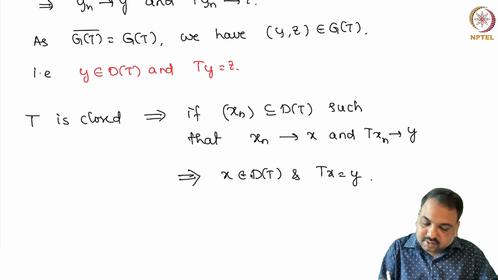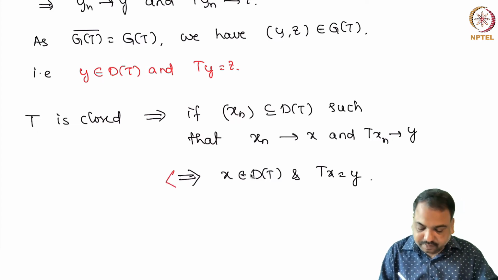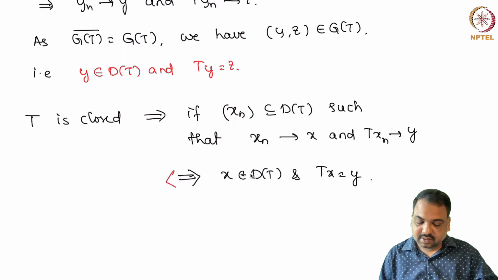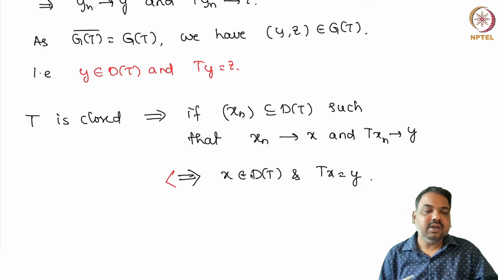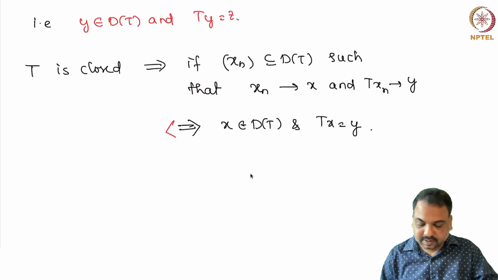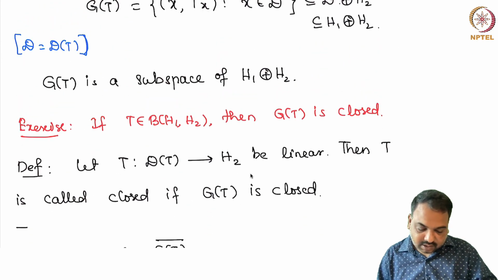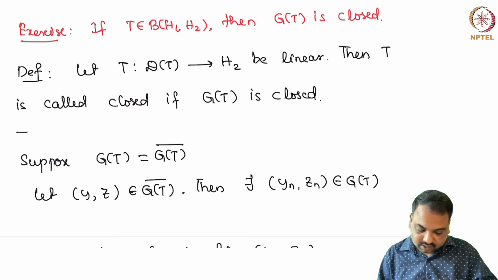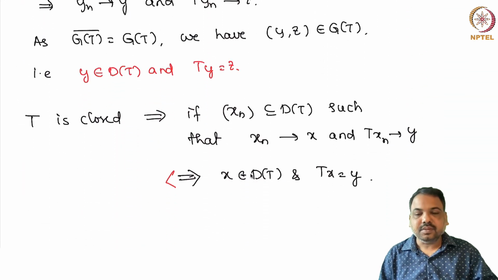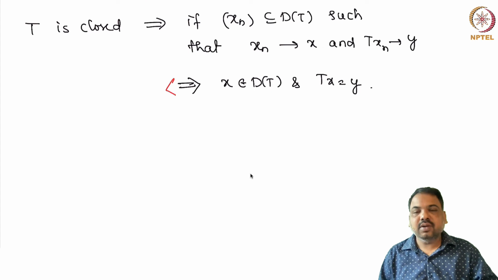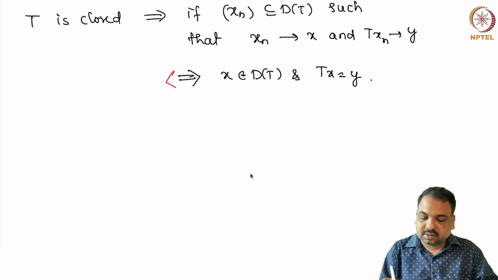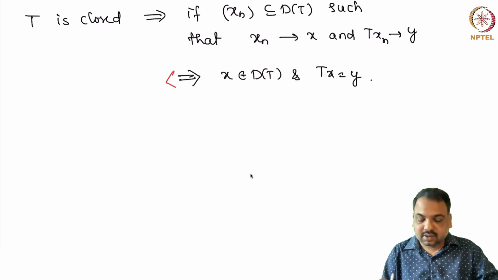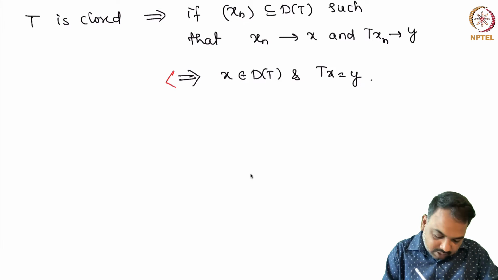In fact the other way is also true. We can easily check the other way, that whenever we have a sequence xn converges to x and Txn converges to y, implies x is in the domain of T and Tx equals y, then we can easily show that the graph of T is closed. So what we have concluded is that T is a closed operator if and only if this condition is satisfied. Okay, so now we want to ask what is the difference between a closed operator and a bounded operator. The difference is given by the closed graph theorem, which we already know.